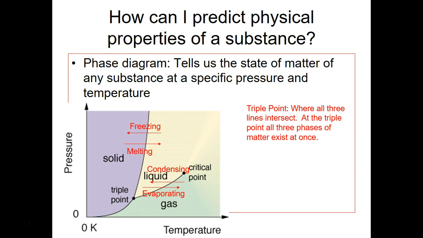Finally, a phase change that you're probably not familiar with is called sublimation. Sublimation is the transformation directly from solid into gas without passing through the liquid first. So the line representing sublimation would be right here, going from solid to gas without passing through liquid.